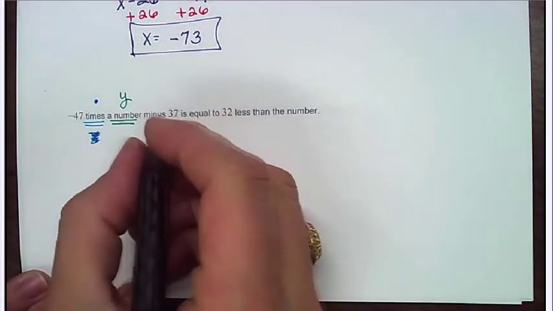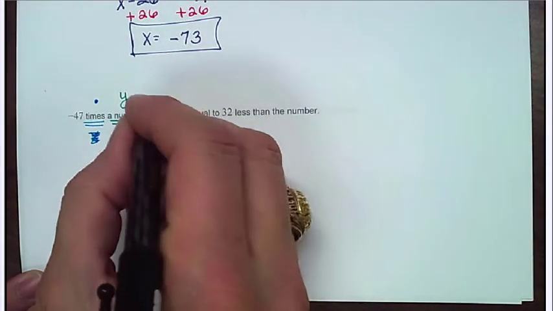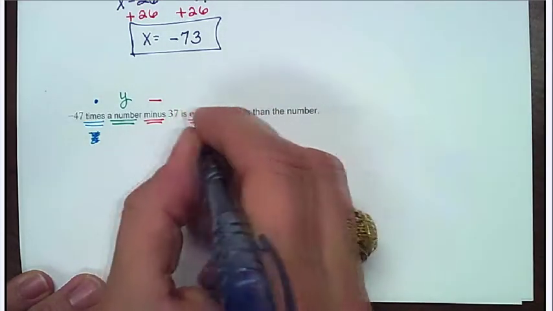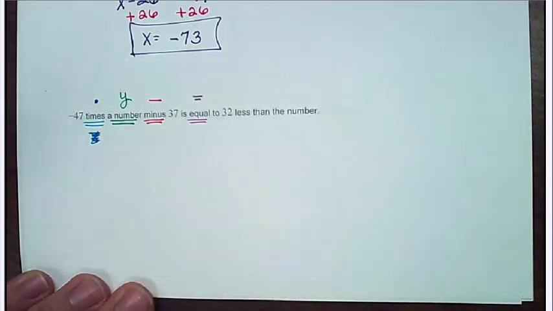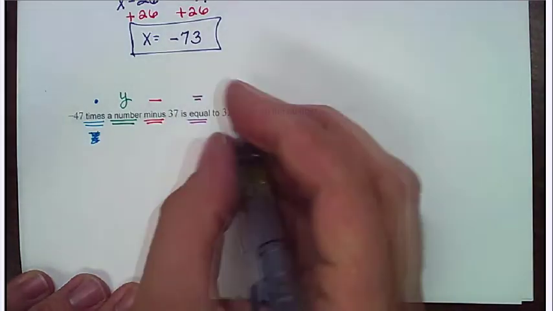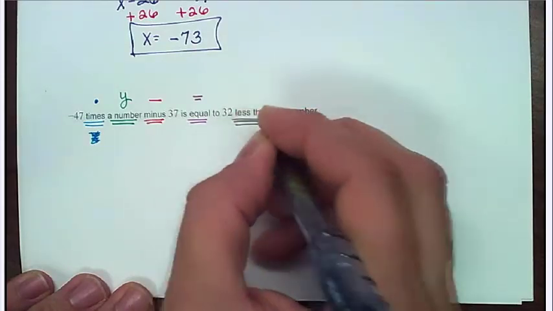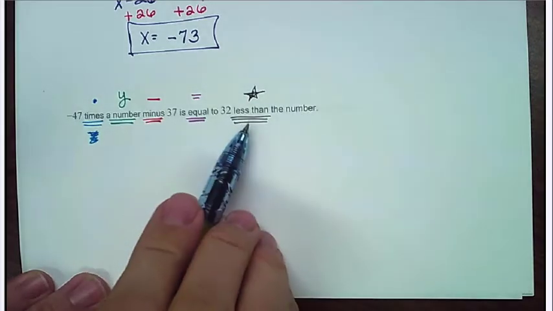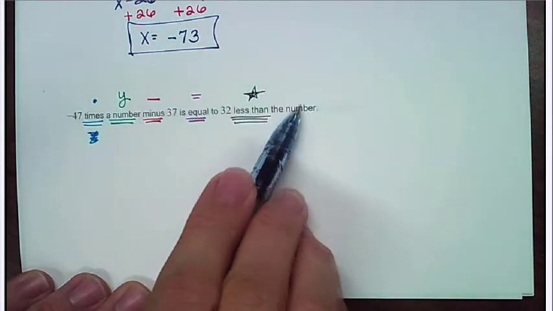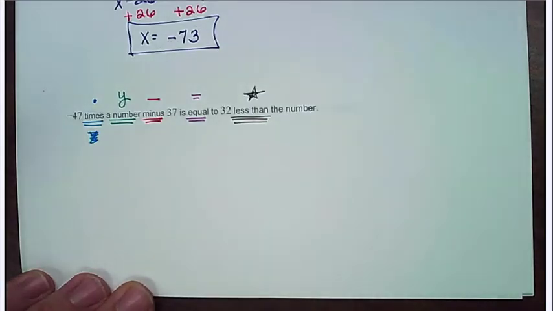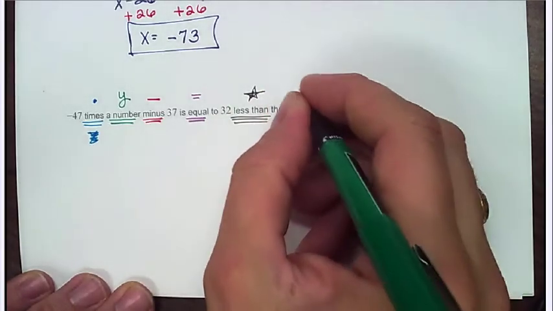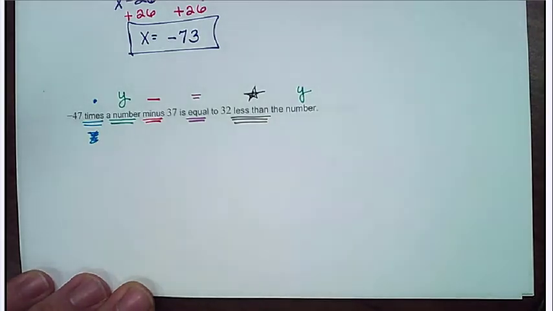And then minus is, of course, going to be a minus sign. Is equal to, okay, there's my equal sign. And then what I want you to notice here is I'm using that less than. Be careful with this less than. Remember, that's going to flip my order. So when I build this, I'm actually going to put the number first and then the minus 32. So I'm out of colors here, but we'll make it dark. The number, well, we used green, so we'll make it green again. The number is y. So now let's go ahead and do this translation.